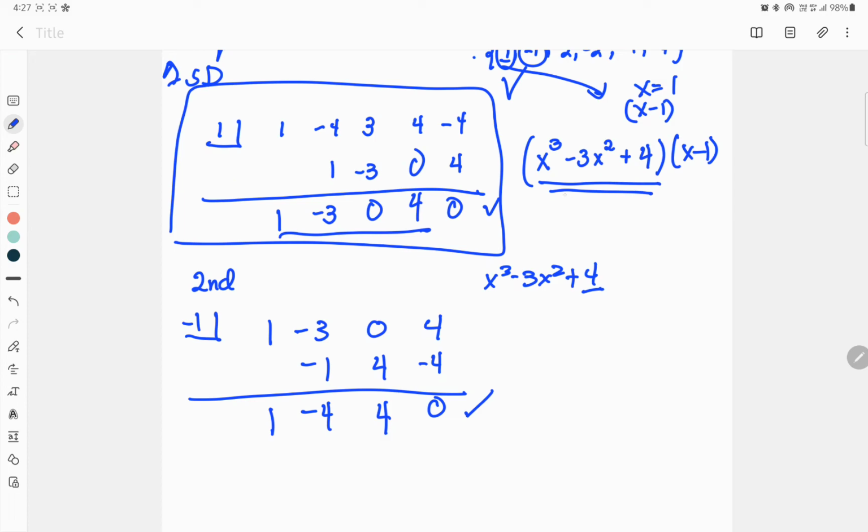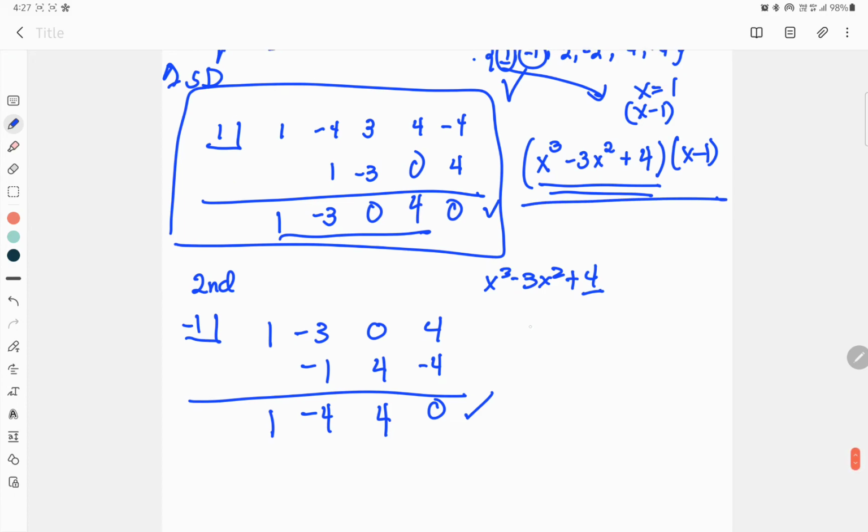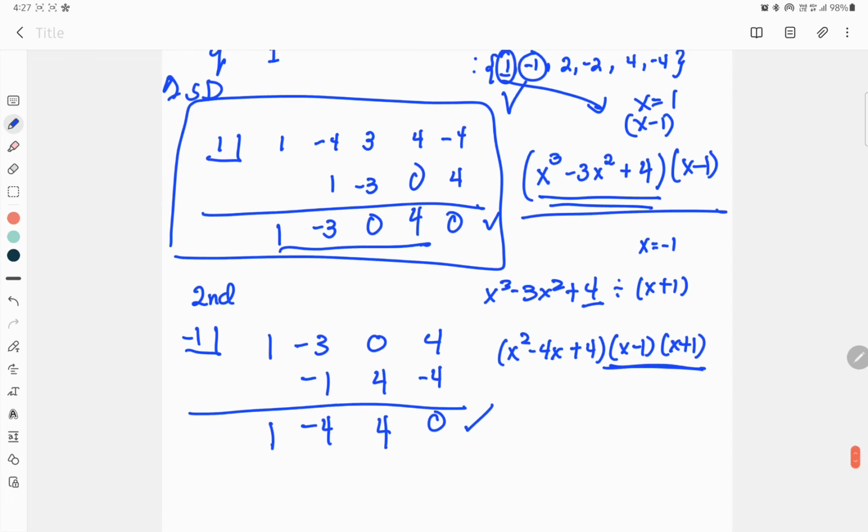So we can now write the factored form of the function. We have x squared minus 4x plus 4, and then x minus 1. Remember, we divide this one by x plus 1. Where does the x plus 1 come from? Because we have x equal to negative 1, it turns out to be x plus 1. So, as you can see, these are the factors.